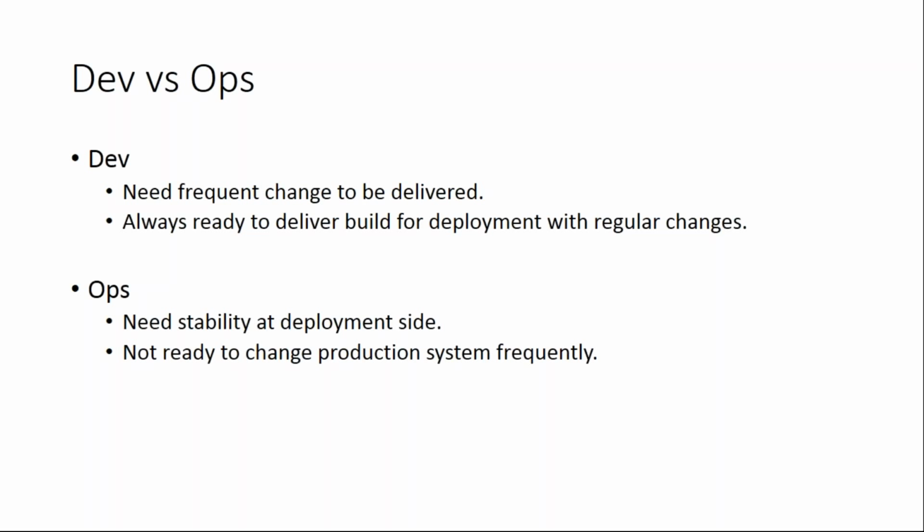Regularly, the development team has changes on a regular basis. But ops people need stability on the deployment side. They cannot deploy regularly, otherwise their operating environment or the production environment will be volatile. They cannot manage that. They are not ready to change the production system frequently. They want a stable product. As developers change frequently, the product might get delayed or might get some errors.